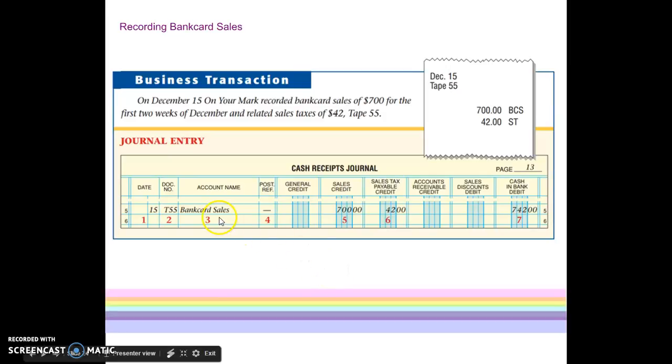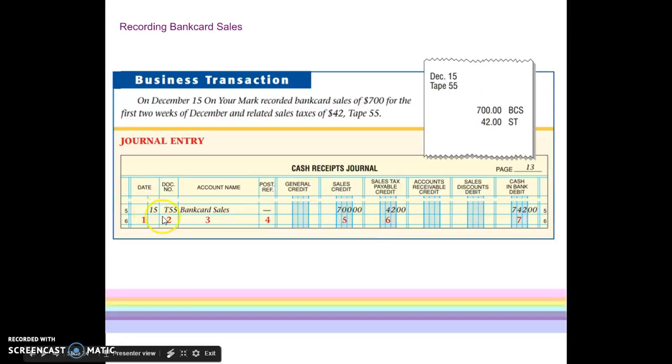Same situation as the cash sales. On December 15th, On Your Mark recorded bank card sales of $700 for the first 2 weeks of December, and sales taxes of $42. Also, tape 55. So we've got cash sales and bank card sales both being represented on the tape 55 source document.